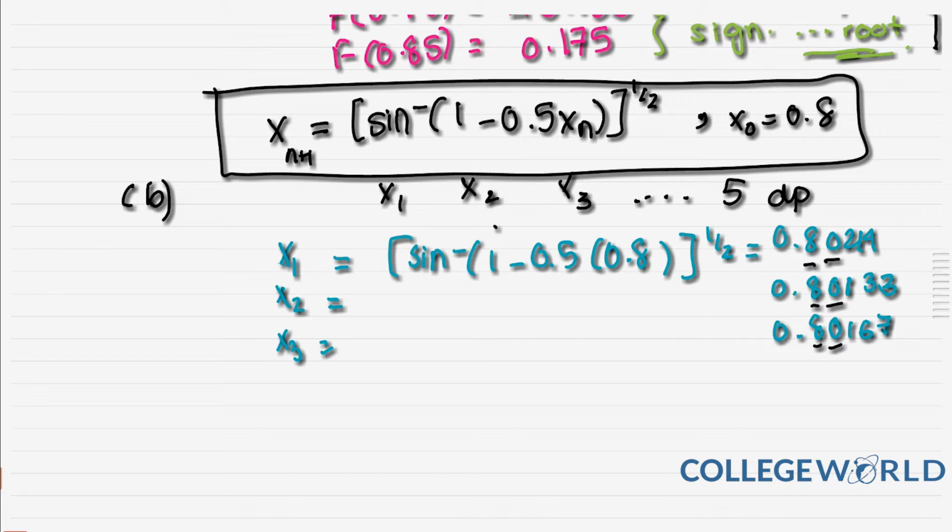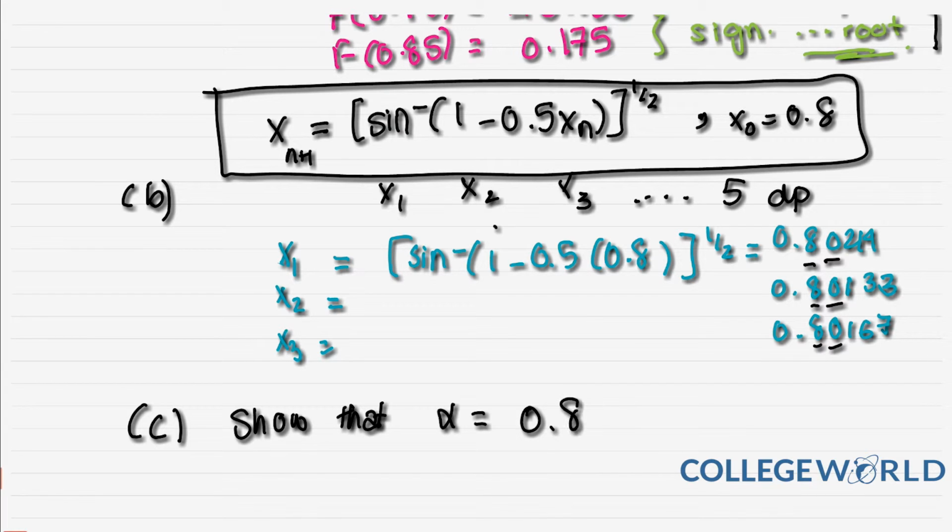So this is how you do iteration. You're trying to find what it converges to. However, here in part C, it says to show that the alpha, also alpha by the way is what we call root usually, is 8.0157 to 5 decimal places.